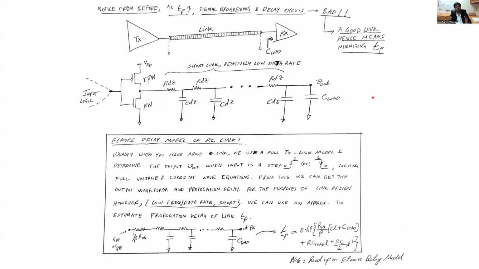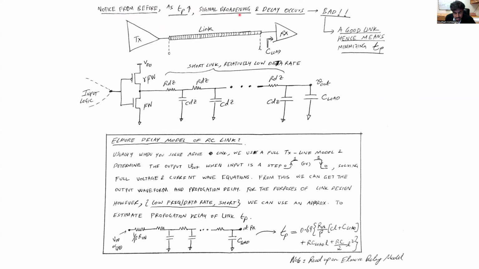So now let us go back to the link case. We have looked at the concept of a propagation delay. We have also looked at how, when we have a cascaded inverter chain, we can calculate the overall propagation delay of the signal in going from the input all the way to the output of the chain. And why do we really care about propagation delay? We know from before that as the propagation delay increases, the signal is broadening and delay is occurring in the signal.